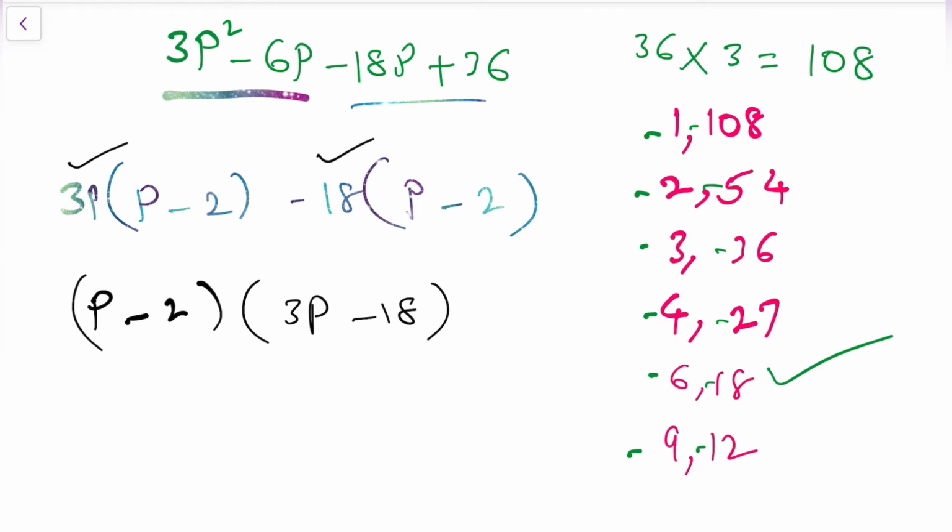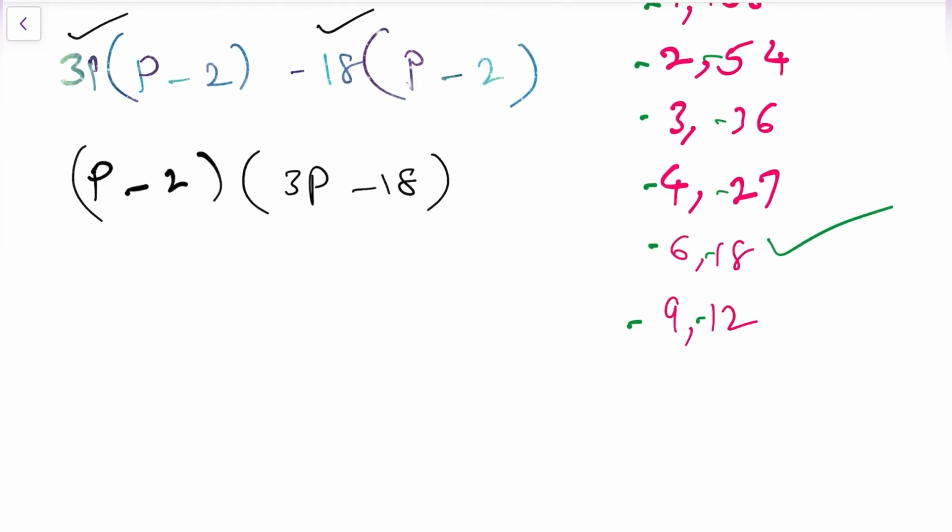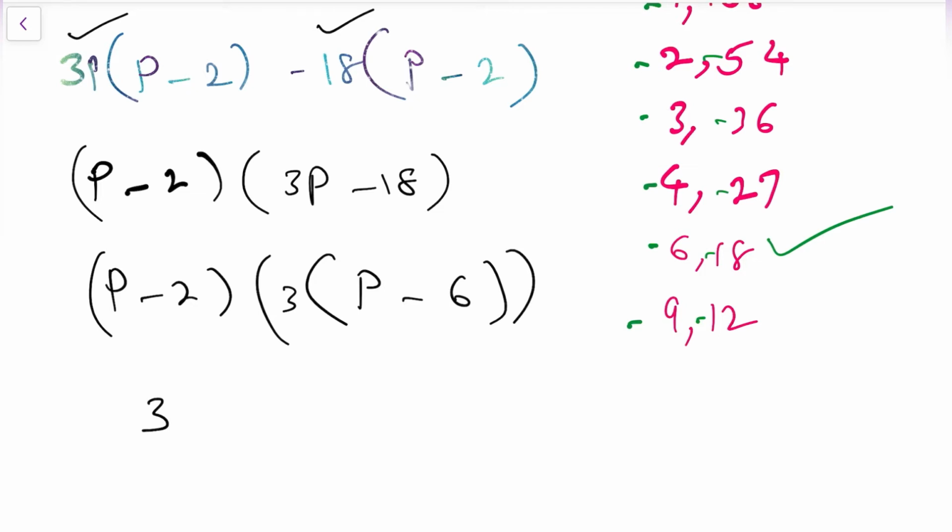Here p minus 2 is there, so take out p minus 2 common, then we remain with 3p minus 18. Next, here 3p minus 18 also we can take out common. 3p minus 18, if we take out 3 common, then we remain with p minus 6. So finally we can simplify it as 3 into p minus 2 into p minus 6. This is the factorization of the given question. So by this, third bit also completed. Now let us move to the fourth bit.